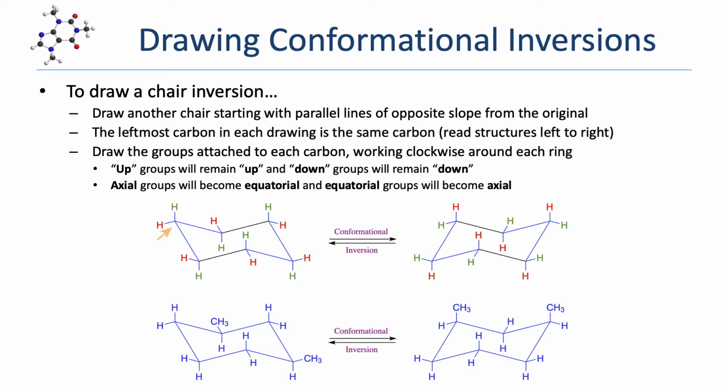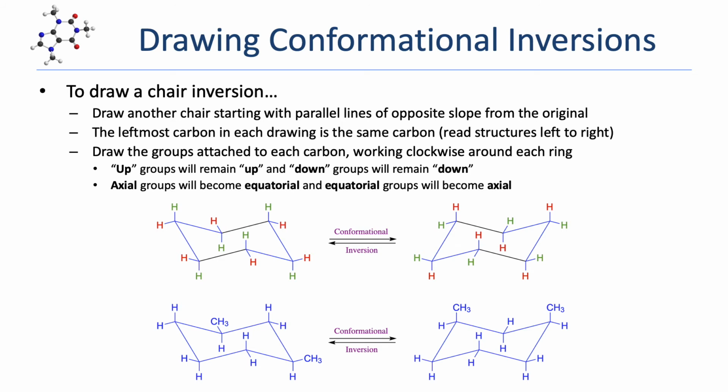Look at the leftmost carbon in the right structure. You see how it now has an upward pointing green equatorial hydrogen. This is pretty much how it works. When you do a conformational inversion of a 6-membered ring, whatever was up stays up. So see how the green hydrogen is pointing up in both conformations?